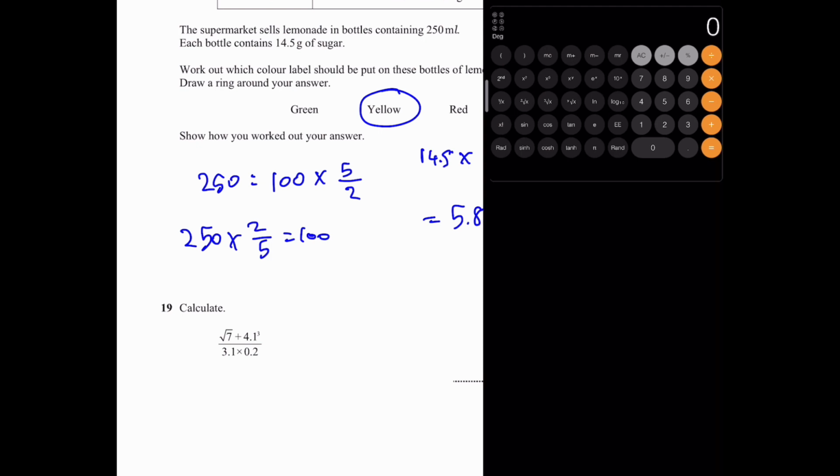Calculate the square root of 7 plus 4.1 cubed, divided by 3.1 to 0.2. So the square root of 7, we can do this. Add 4.1 cubed. We get this.